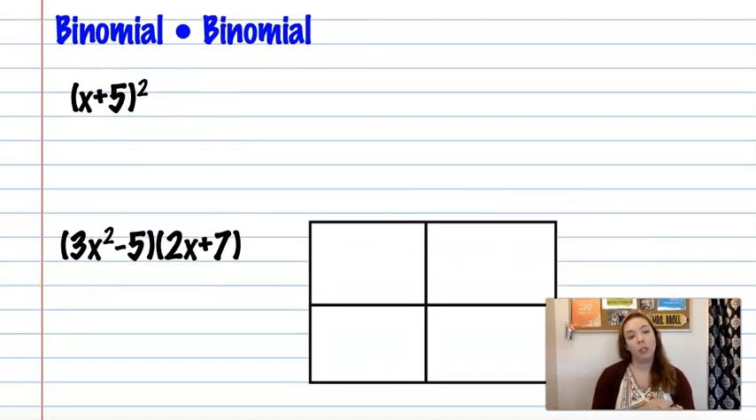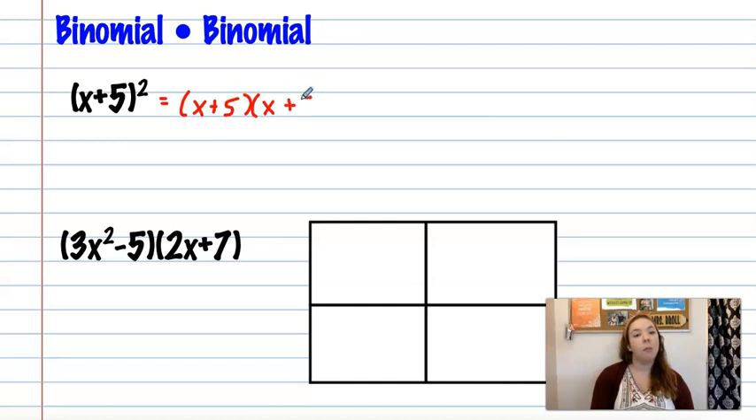Okay, so binomial times binomial. This is the most common that we will be using throughout this unit, where it's 2 terms times 2 terms. And the box method will most commonly look like this, where you have a 2 by 2. But first, let's just talk about what this would mean. So x plus 5 squared is x plus 5 times x plus 5.